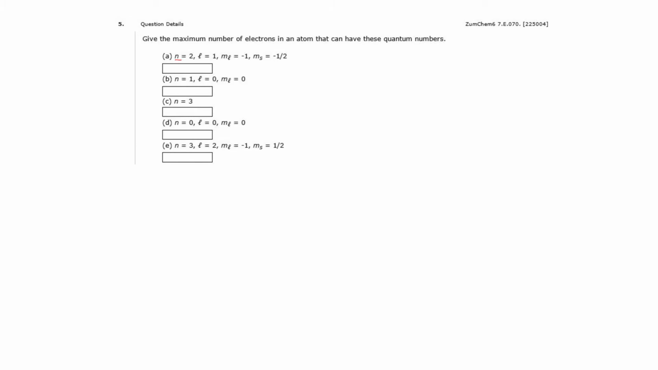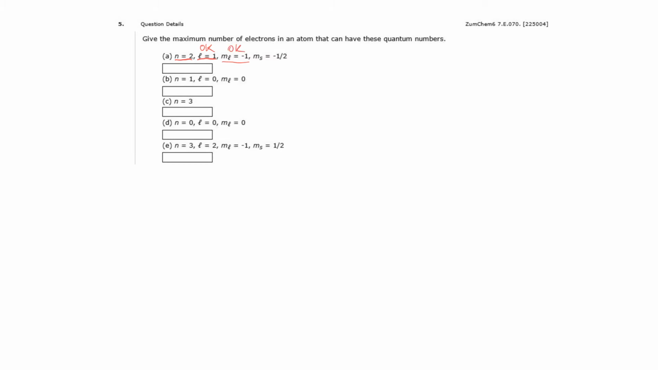If n equals 2, can the angular momentum number be 1? Yes, it can, because angular number can be up to 1 less than the principal number's value. So I'm going to say OK for that one. Can the magnetic number be -1 if the angular number is 1? Absolutely. The magnetic number can range in value from negative angular number to positive angular number.